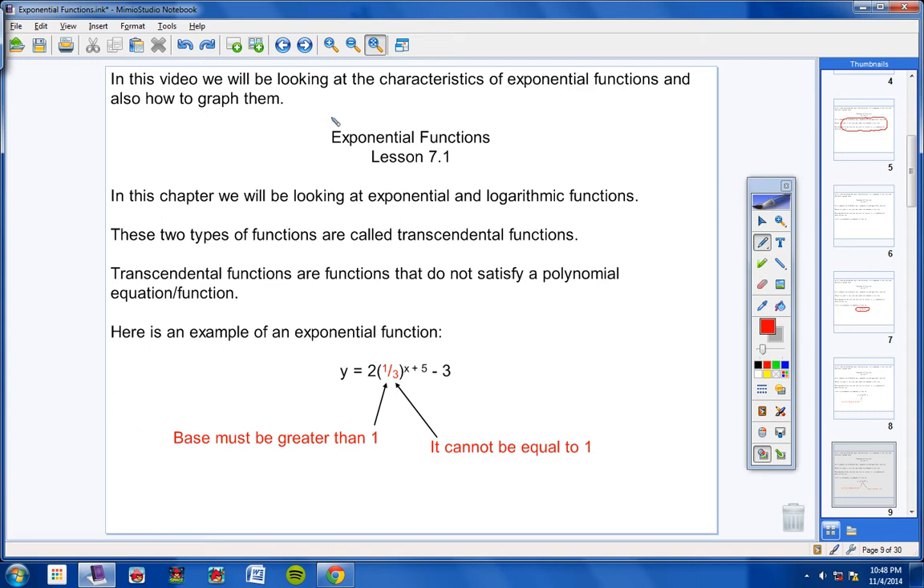Now, students, something else to know is this. Notice the unknown is in the exponent. Your exponent is x plus 5, right here. Notice that your unknown x is in the exponent. All of these characteristics must be present for you to have an exponential function. So the base must be greater than 0, it cannot equal 1, and there must be an unknown in the exponent. So make note of all of this, please, before we continue on.